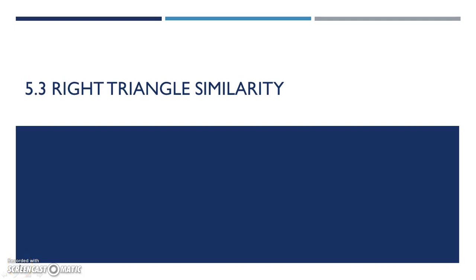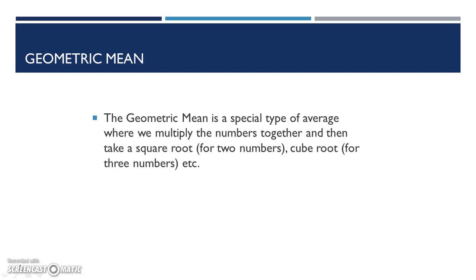Welcome back to 5.3 Right Triangle Similarity. We're going to start with the definition of geometric mean. It's a special type of average where we multiply the numbers together and then take the square root for two numbers, cube root for three numbers.